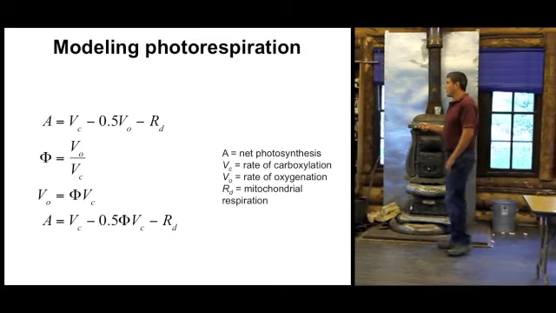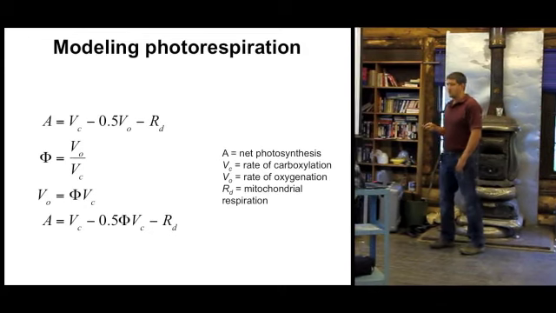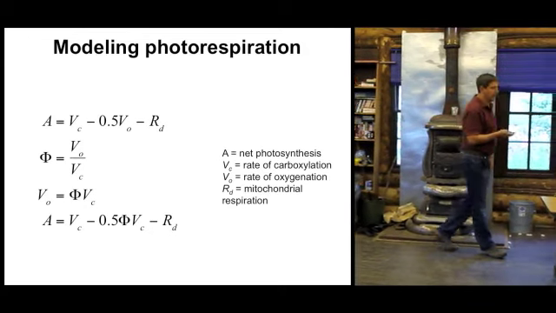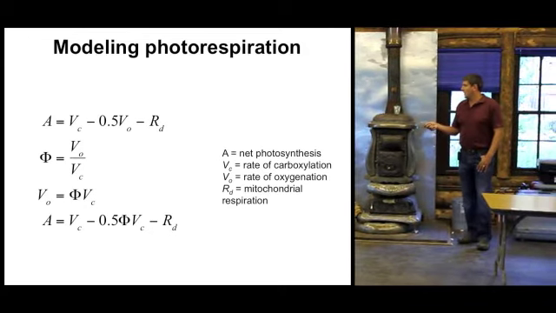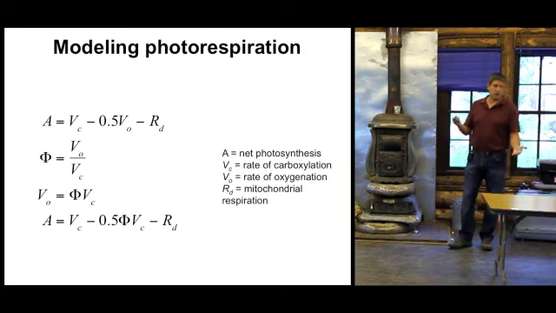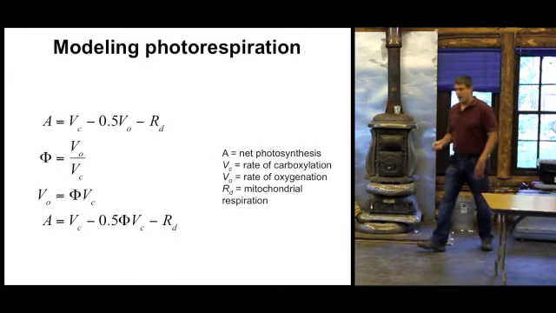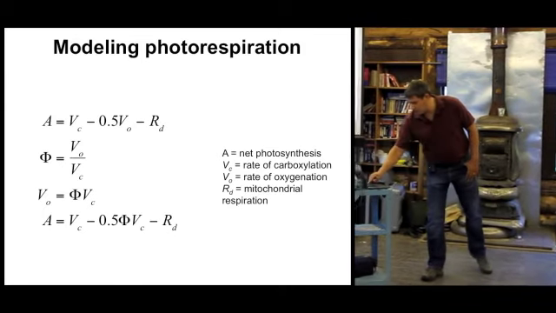And the first thing we do to do that is we define this term phi. And all phi is the ratio of oxygenation to carboxylation. Right? So VO is equal to phi VC, just simple algebra here. And you just plug this into the equation. A is equal to VC minus 0.5 phi VC minus RD. So we basically substituted this VO for this value phi. And phi has an intuitive meaning associated with it.